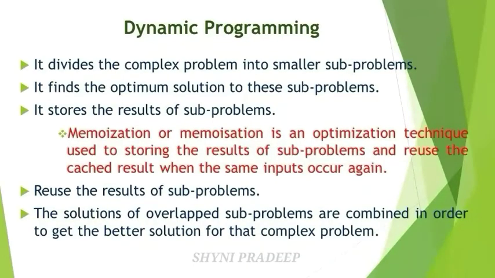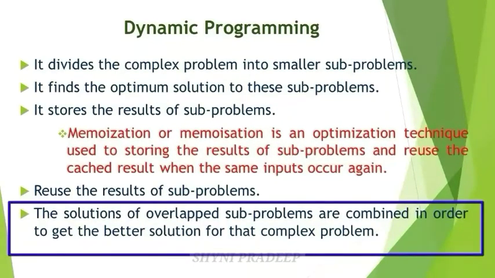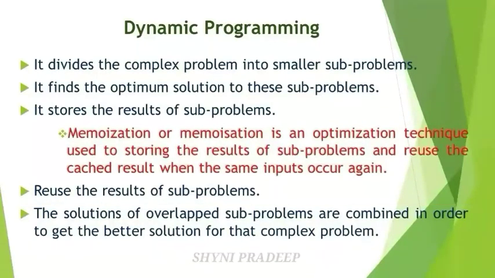Last point. Finally, the solutions of overlapped subproblems are combined in order to get a better solution for that complex problem. So at the end, the solutions of these overlapped subproblems are combined, which means the solutions of all these subproblems are combined to calculate the result of the main problem. So this is the basics of dynamic programming.